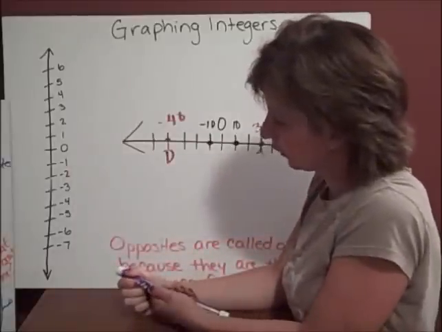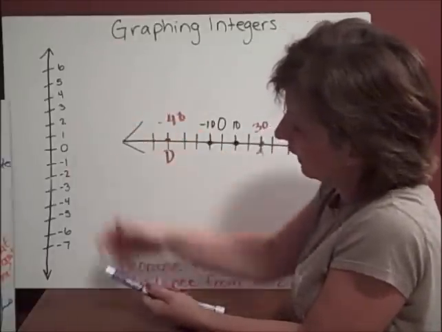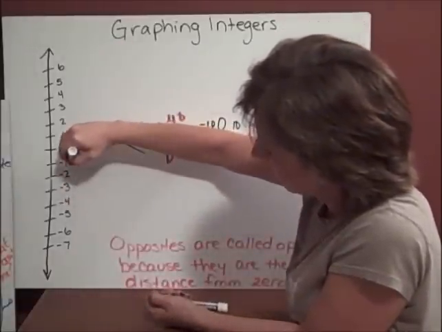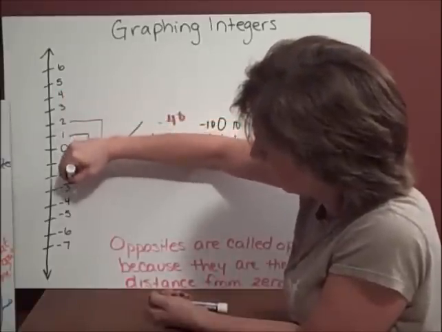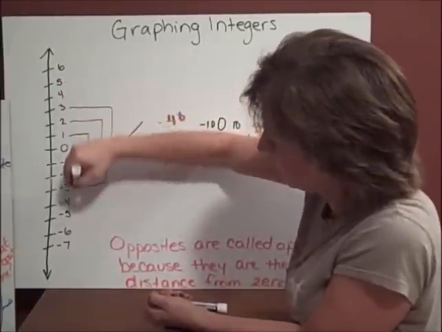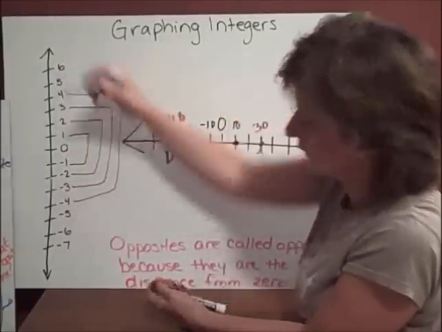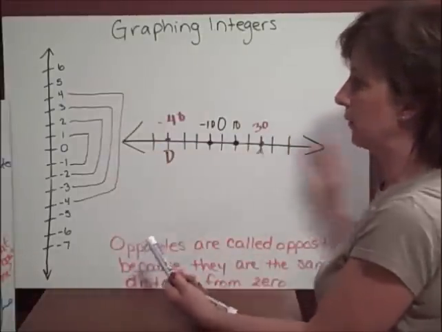This shows a vertical number line that would allow you to graph any number and its opposite. And remember that opposites are called opposites because they are the same distance from 0.